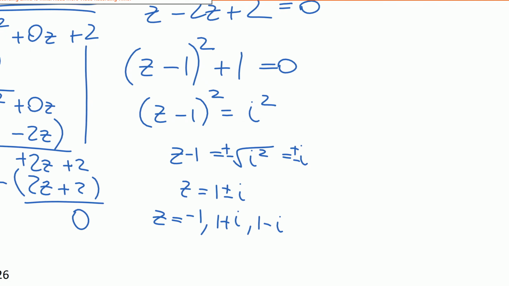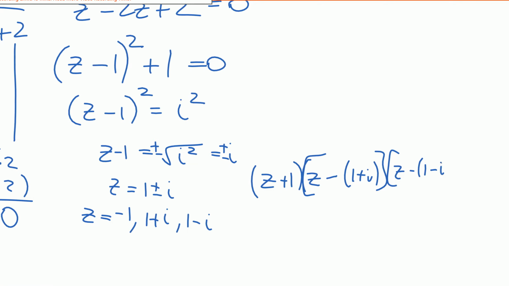Z plus 1, then Z minus 1 plus I in square brackets, and Z minus 1 minus I in square brackets. That's my factorized form over the complex roots. Does that make sense? That's not like hard, is it? But it is quite long, which means if it's long, there's room for little minor errors. Okay, so let's have a look at a couple of examples.